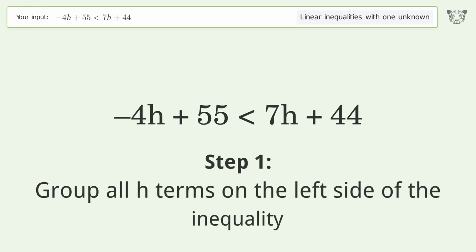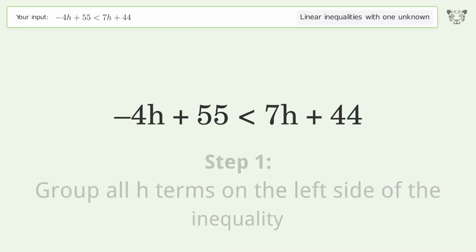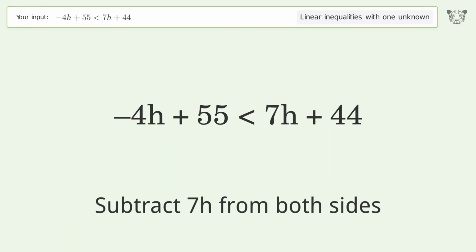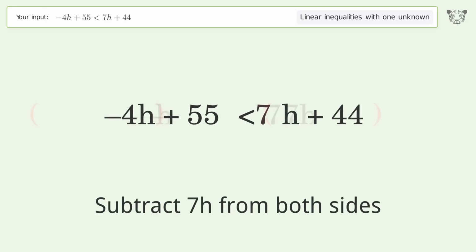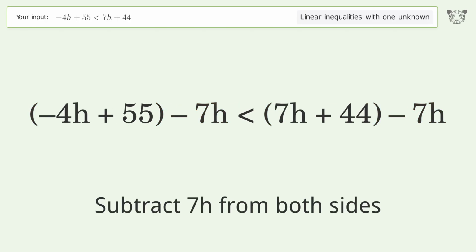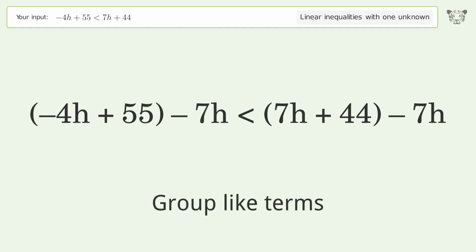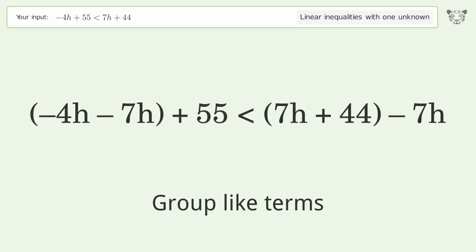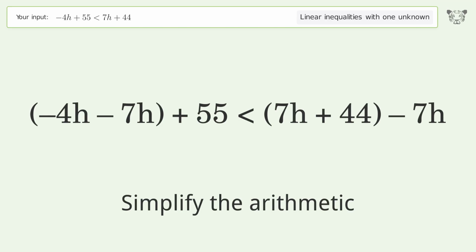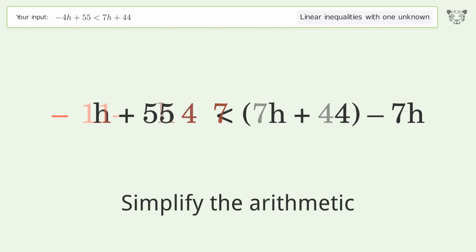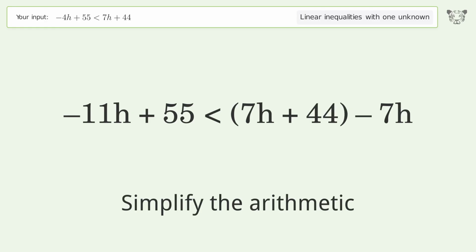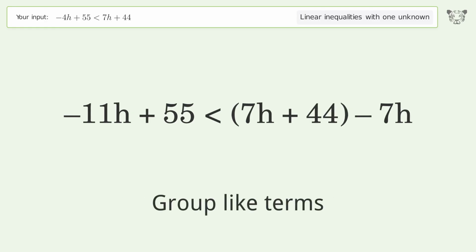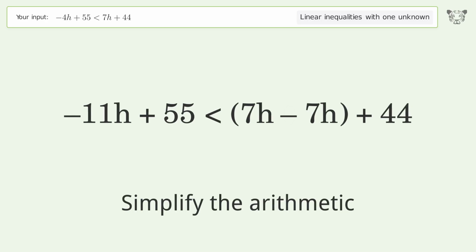Group all h terms on the left side of the inequality. Subtract 7h from both sides. Group like terms. Simplify the arithmetic. Group like terms. Simplify the arithmetic.